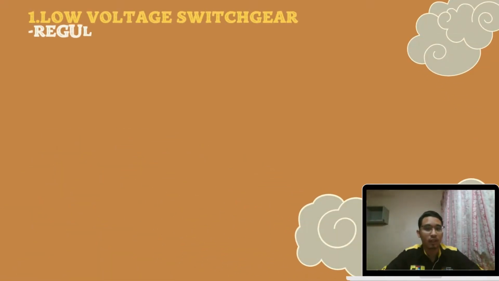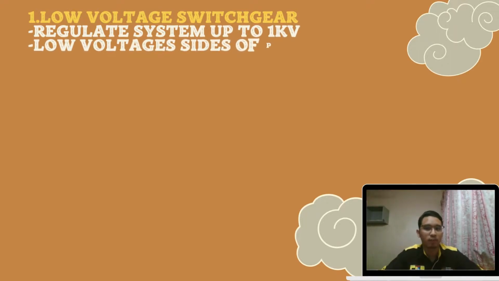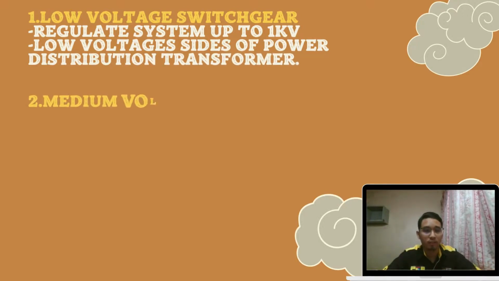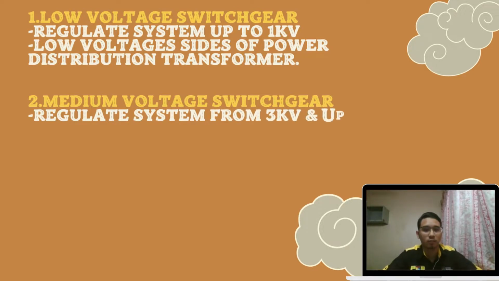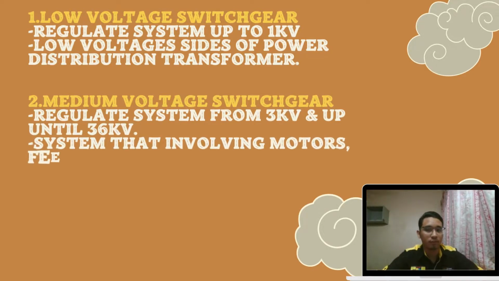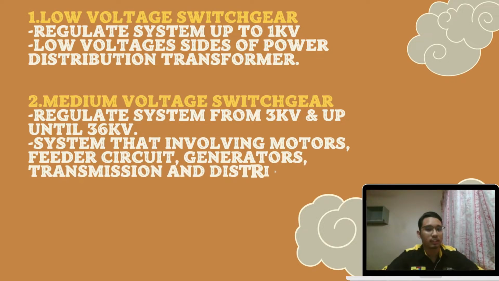Low voltage switchgear is designed to regulate up to 1 kV and is commonly found in low voltage sides of power distribution transformer. While medium voltage switchgear is designed to regulate systems from 3 kV up to 36 kV, and it is often found in systems involving motors, feeding circuit, generator, transmission line, and distribution lines.